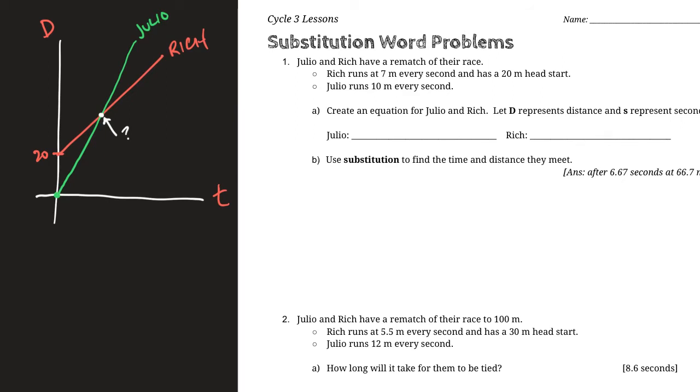So Julio, how can we represent his distance, given some time? It's going to be d, for distance, is equal to, well, he runs 10 meters every second. So at time 0, he's going to be at a distance of 0. At time 1, he's going to be at a distance of 10. At a time of 2 seconds, he's going to be at a distance of 20. So it's just going to go up by 10 each time.